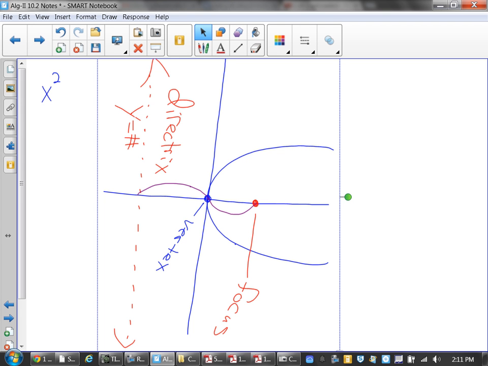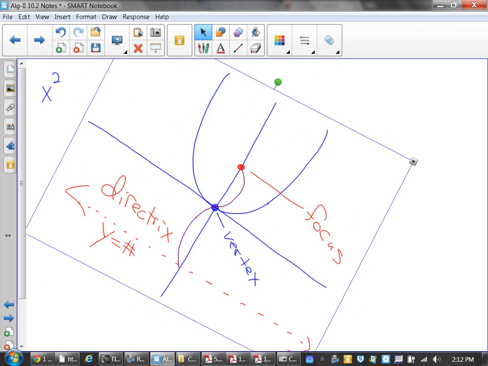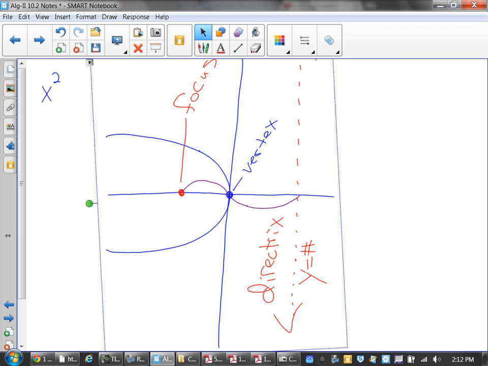What's the point of the directrix? It's a counterbalance. It helps you to define how skinny or how fat your curve is going to become, depending upon where your focus is placed. So this works the same for opening to the right or opening to the left.